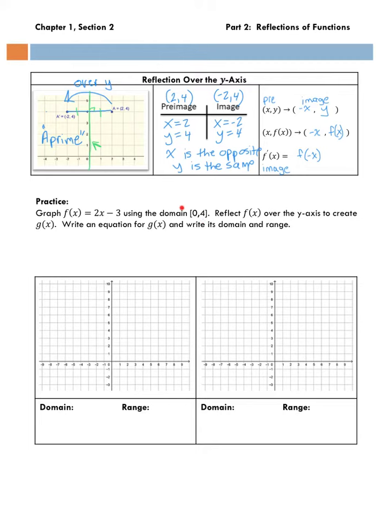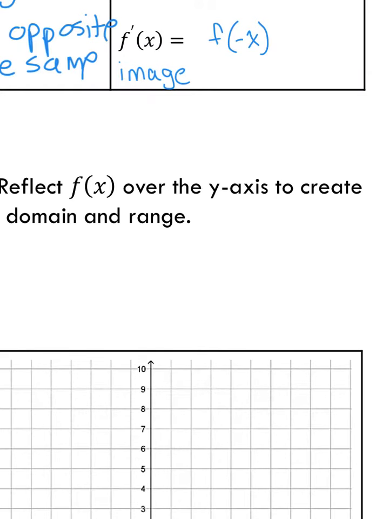Remember, this is domain, so both these values in here are x's. They're not x and y. We're going to start at x equals 0, that's our minimum, and we're going to end at x equals 4, that's our maximum. We're going to reflect f of x over the y-axis to create g of x. We're going to write the equation for g of x and see what effects this transformation has on its domain and range. Okay, so the key thing here is we're reflecting over x.